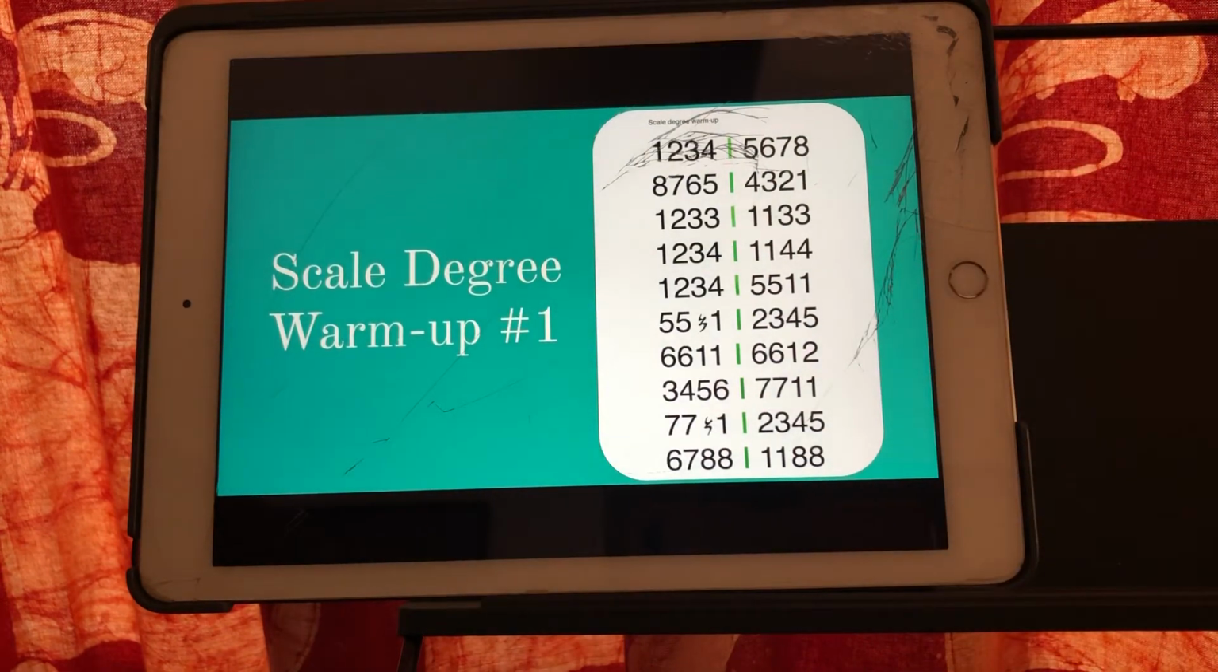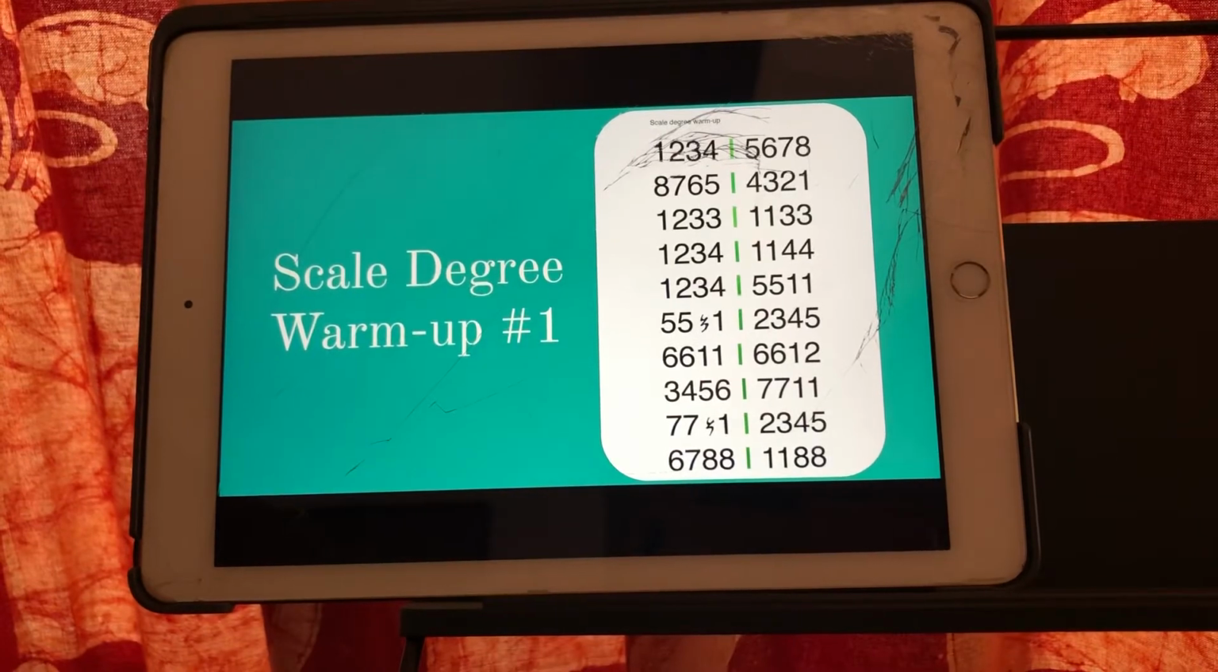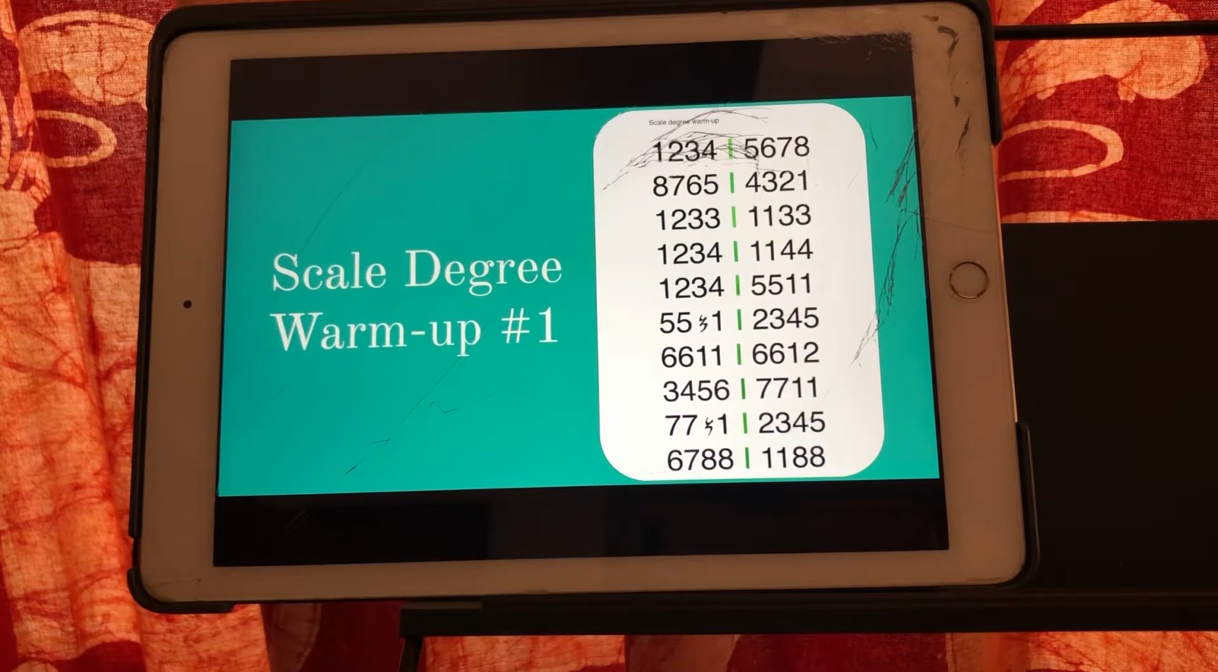Here we go. This is the scale degree warm-up number 1. I want you all to sing this till it's familiar to you. Pick a starting place that's comfortable in your singing voice. Once you hear me do it, I think you'll get the gist of it. But if you can, for now, sing along with me. I'm going to start down here. Ready, go.